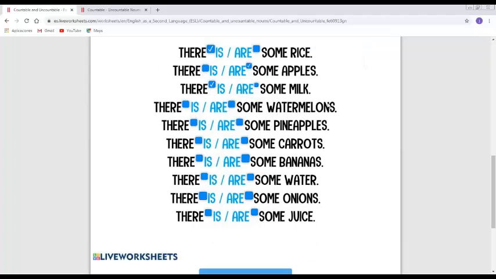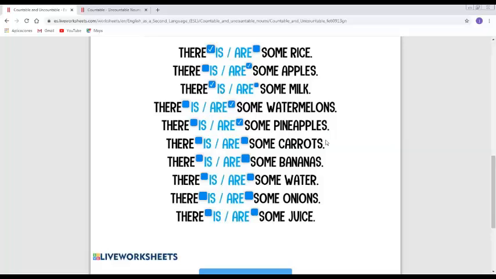Next, number 4. Watermelons. Plural. There are some watermelons. Next, number 5. Pineapples. In Spanish, piñas. Okay, pineapples, plural. Countable noun. The answer is there are some pineapples.